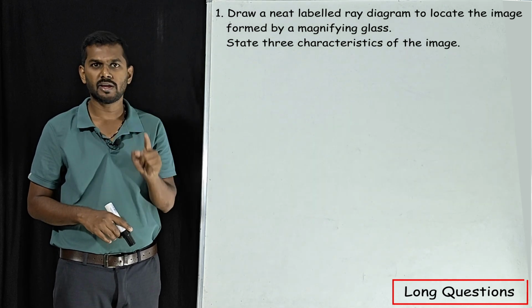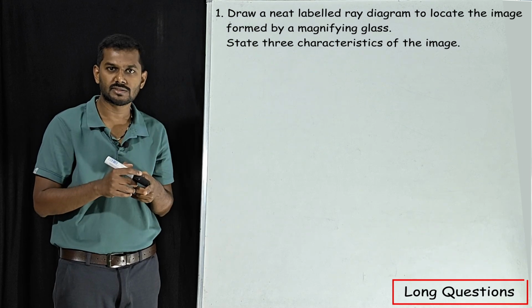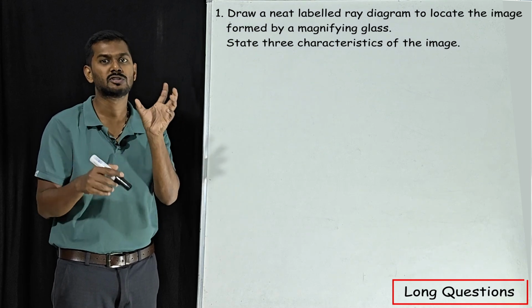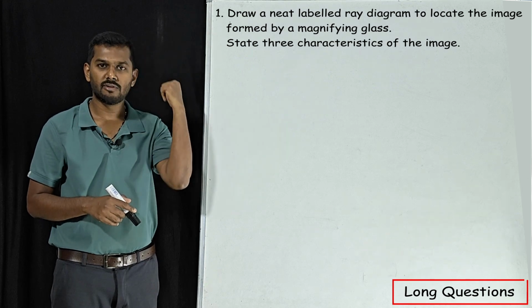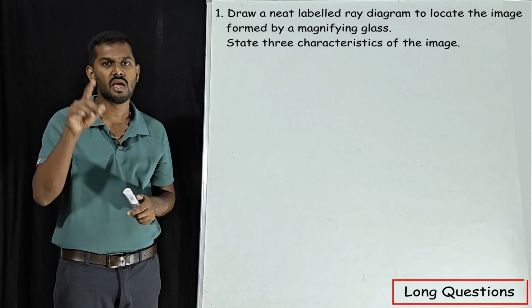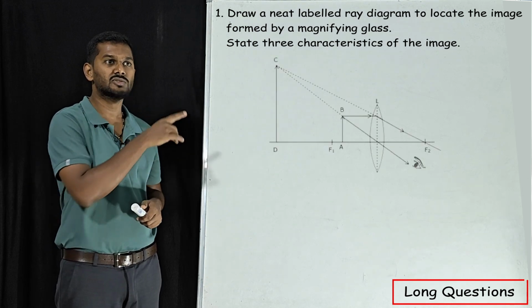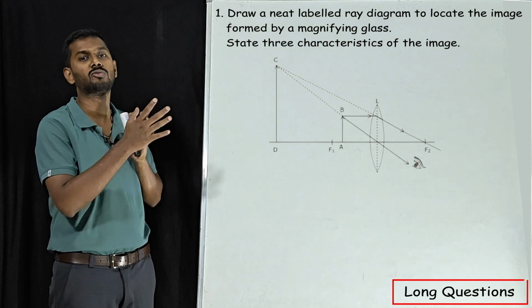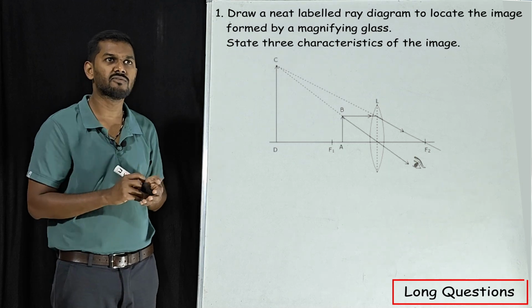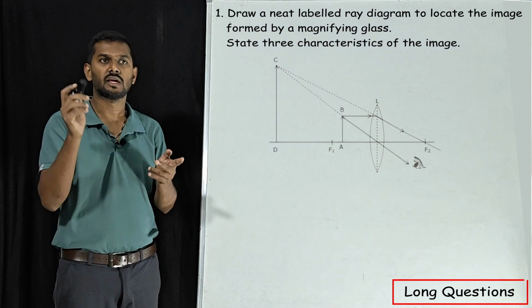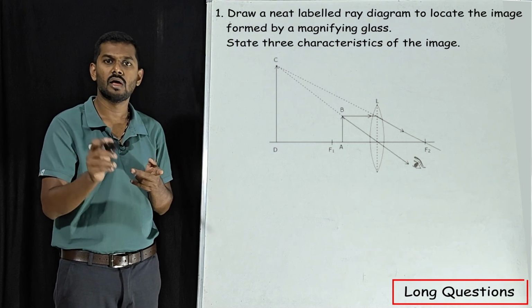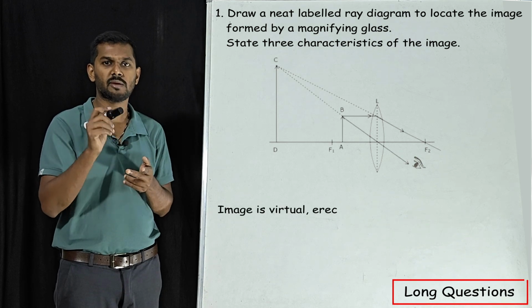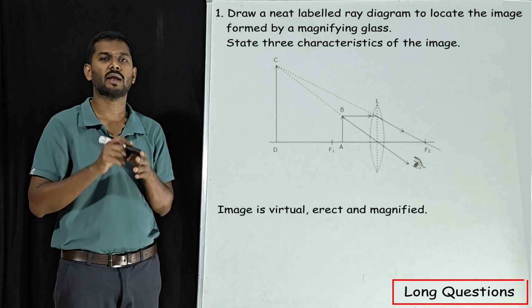We know magnifying glass is nothing but a convex lens of shorter focal length, and we have learned that this is the last case of the convex lens. Correct? So this is the diagram. We have learned in the ray diagram how to draw it, and they are asking for the characteristics. The image is virtual, magnified and erect. Image is virtual, erect and magnified.